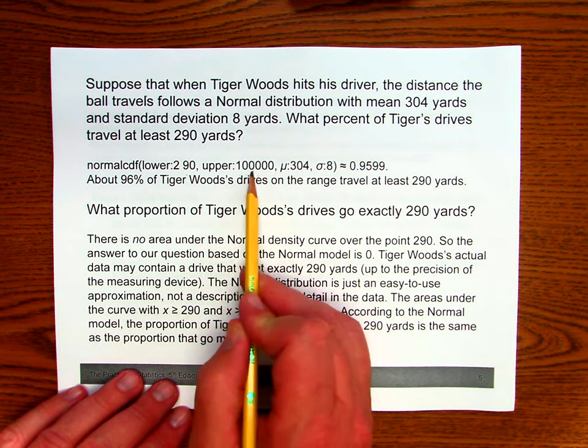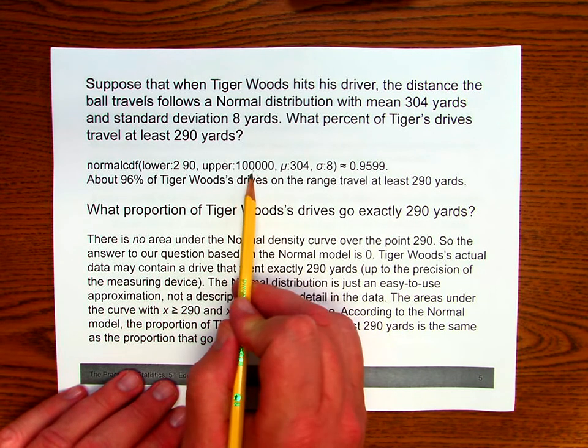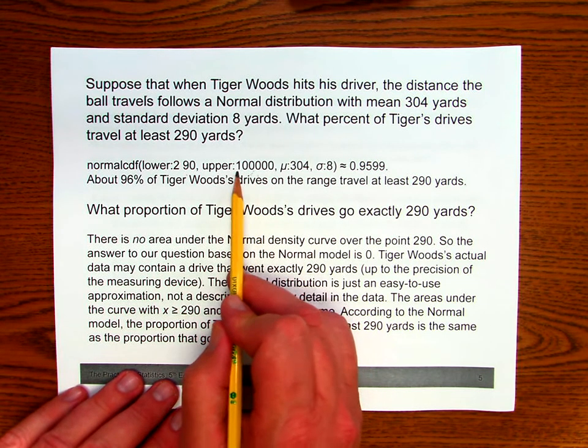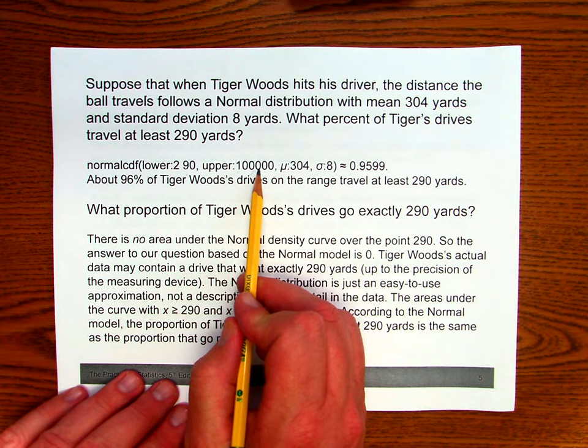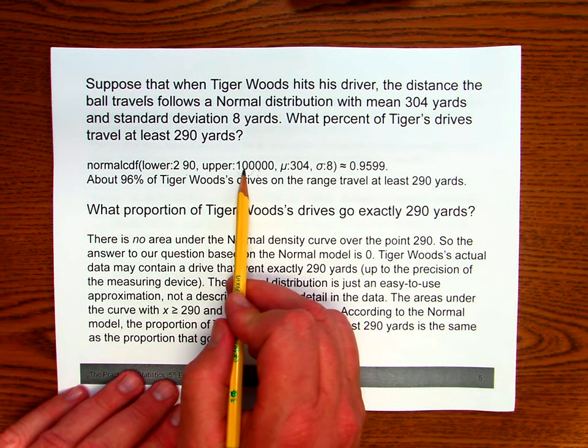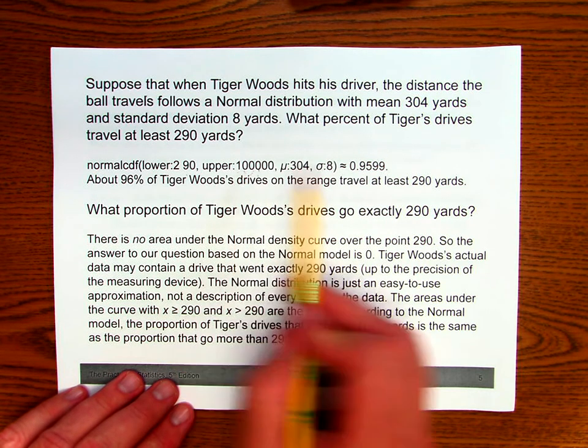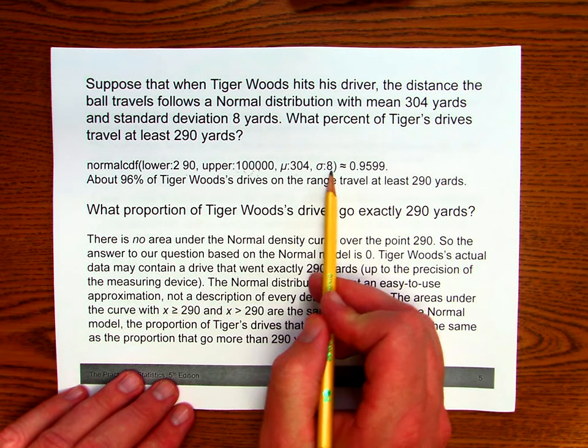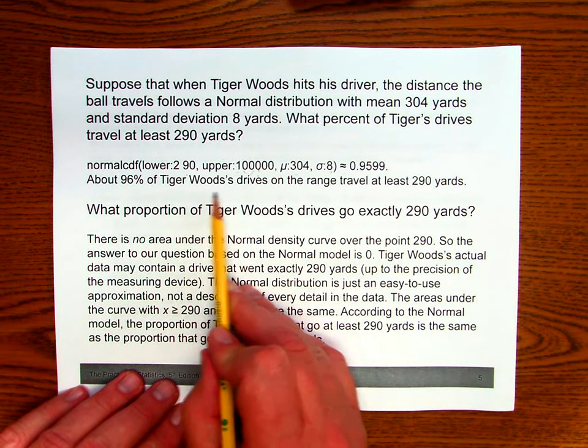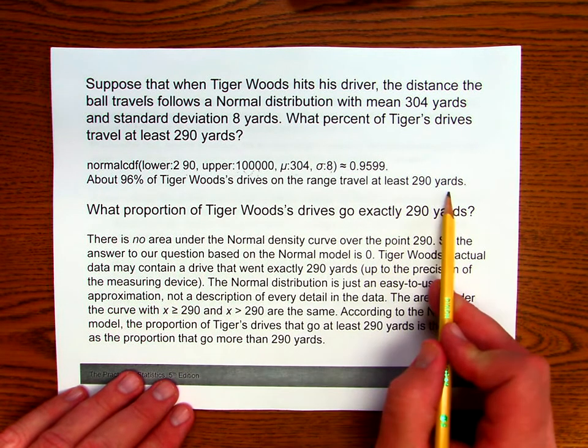It's an arbitrarily large number, large enough that whether it's that or 10 to the 99th, or probably even 600 yards, it would give you the same area. With the mean and standard deviation, about 96% of Tiger Woods' drives on the range travel at least 290 yards.